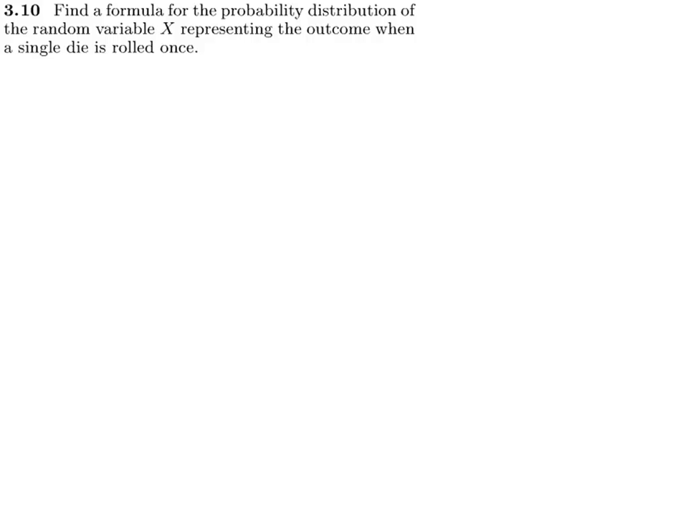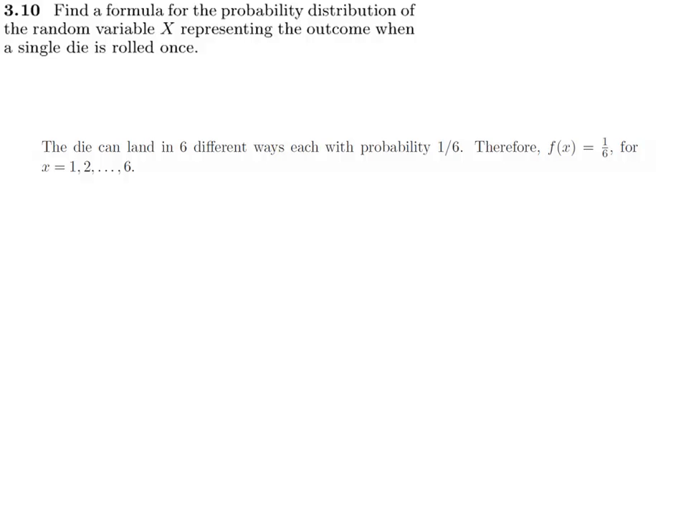Find a formula for the probability distribution of the random variable x representing the outcome when a single die is rolled once. So the die has 6 faces, right? So it can land in 6 different ways, each with the probability of 1/6. So therefore, the f of x is 1/6. That's the probability. That's your density function.